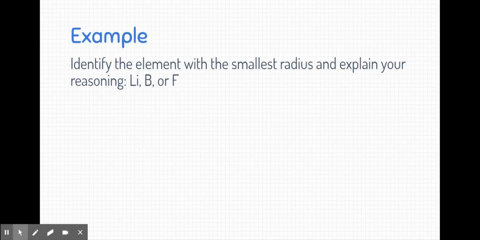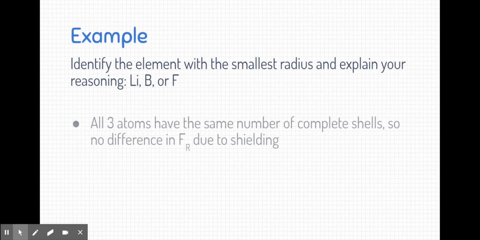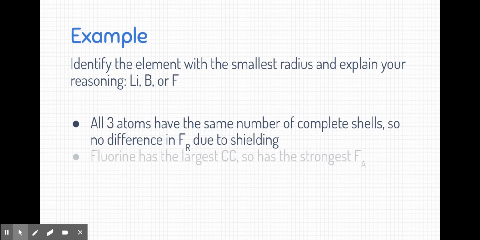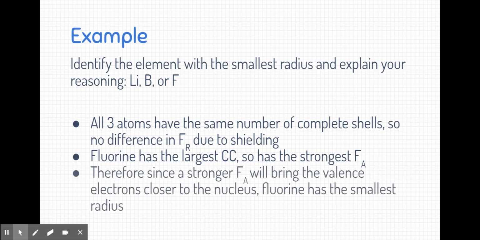So now let's formally write out a conclusion here to our example. All three atoms have the same number of complete shells, so there was no difference in the force of repulsion due to shielding. Fluorine has the largest core charge, so has the strongest force of attraction. And therefore, since a strong force of attraction will bring the valence electrons closer to the nucleus, fluorine has the smallest radius.